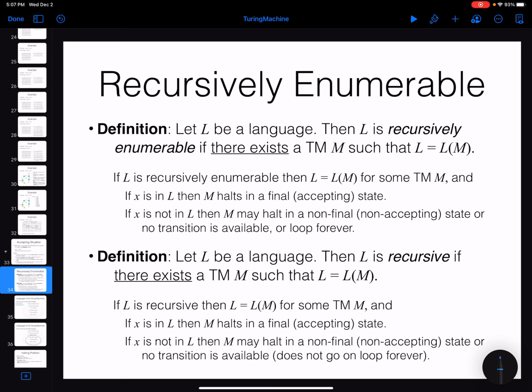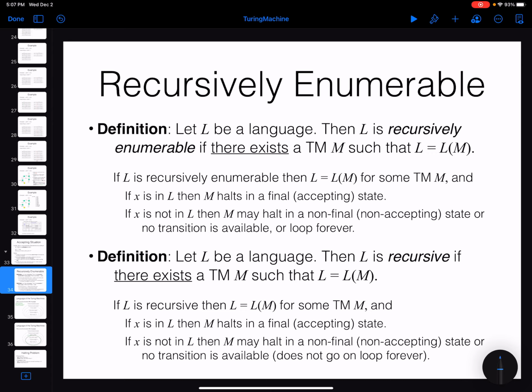Okay? For the strings which are not in the language, the Turing machine can either go into an infinite loop, or crash, or halt. So this is the definition of recursively enumerable.